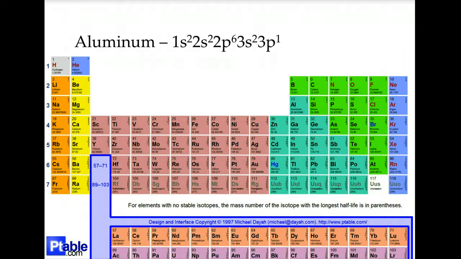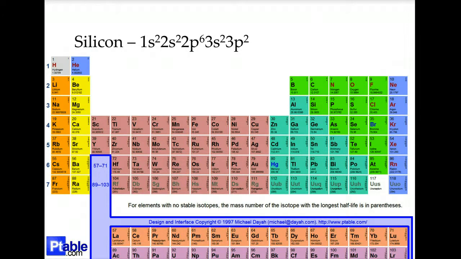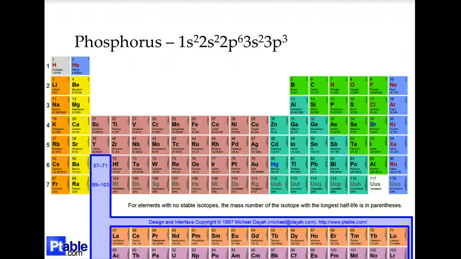Okay, we're back, and so aluminum, as we verified, is 1s2, 2s2, 2p6, 3s2, 3p1. Silicon is 1s2, 2s2, 2p6, 3s2, 3p2. Phosphorus, 1s2, 2s2, 2p6, 3s2, 3p3. Sulfur is 1s2, 2s2, 2p6, 3s2, 3p4.